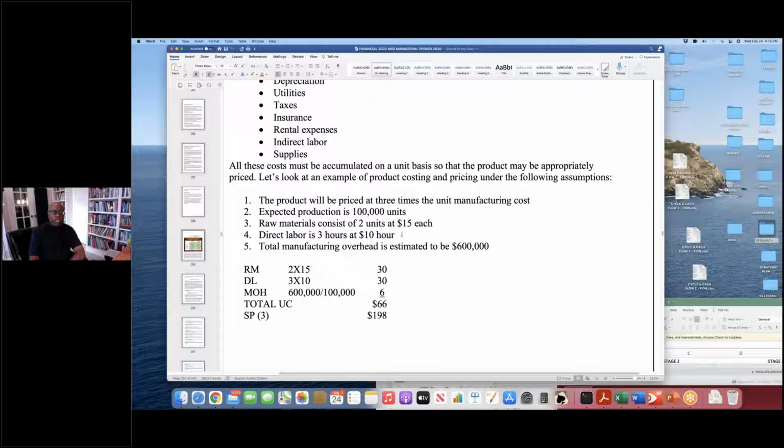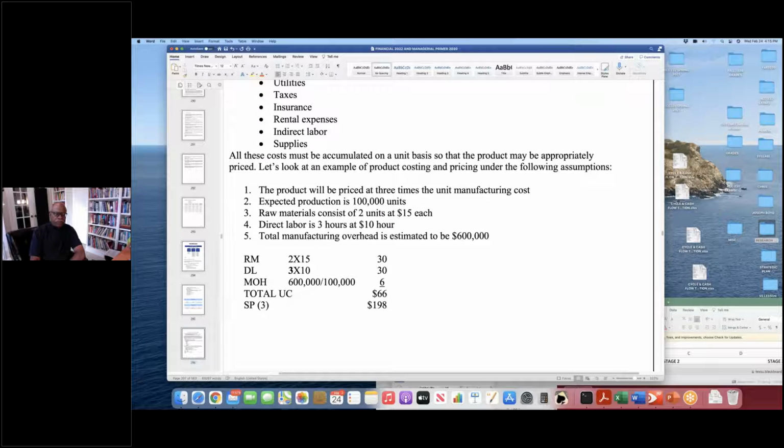But we can't do that because we may not make 100,000. So a lot of times we're going to use these labor hours. And we're going to come up with a predetermined overhead rate, and we're going to apply it based on the labor hours, because that's going to more closely approximate what's going on, not the 100,000 that we make.